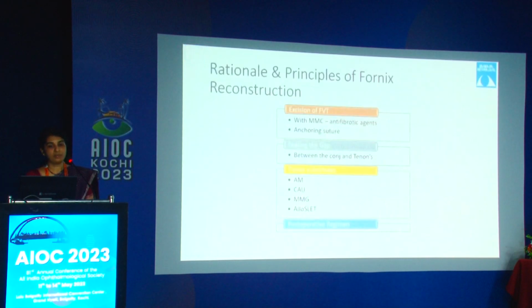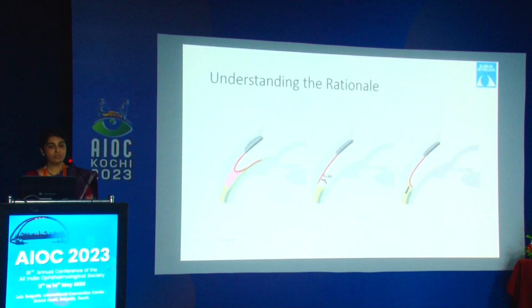with the need for systemic immunosuppression in bilateral patients. It's important to understand the rationale and principles of fornix reconstruction in these eyes, which I have divided into 4 main categories: the excision of the fibrovascular tissue, sealing of the gap, tissue substitutes that are used to prevent a recurrence, and the postoperative regimen, which constitutes topical and systemic steroids as the need might be.